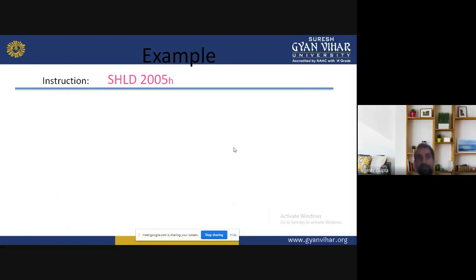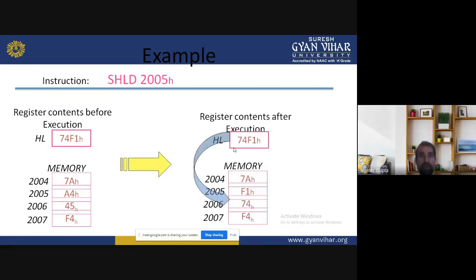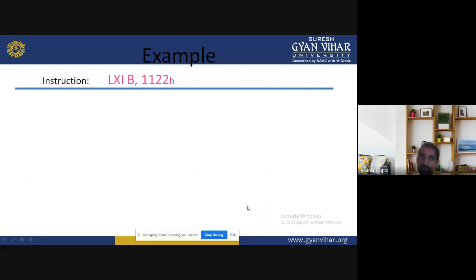So this is again a 3 byte instruction. SHLD means store HL pair data to that memory location. Here the HL pair has 74F1, and 2005 has A4 and 2006 has 45H. So F1 is loaded to 2005 and 74 is loaded to 2006.